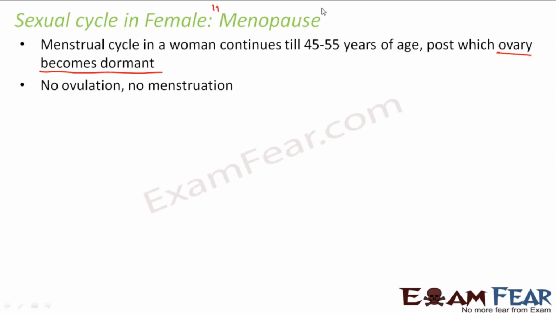Now, once menopause occurs for a woman, that woman becomes incapable of reproduction. So that denotes the end of the reproductive cycle for that female. Right? So with this, I think I have reached the end of sexual reproduction in human beings, and I hope that I have been able to explain how reproduction occurs in human beings, and what the different cycles are that happen in a female.